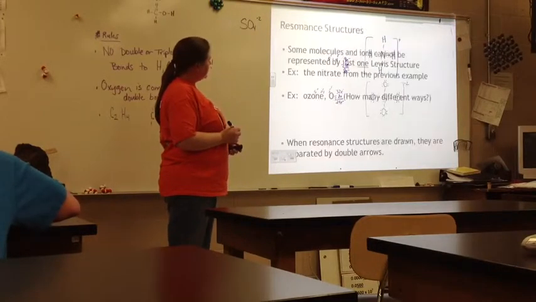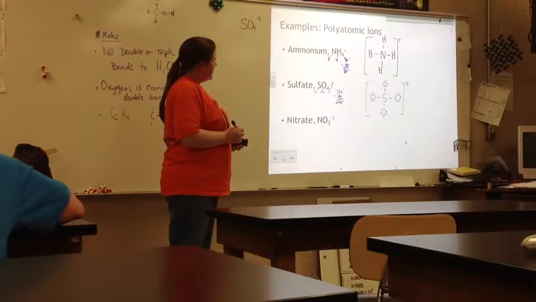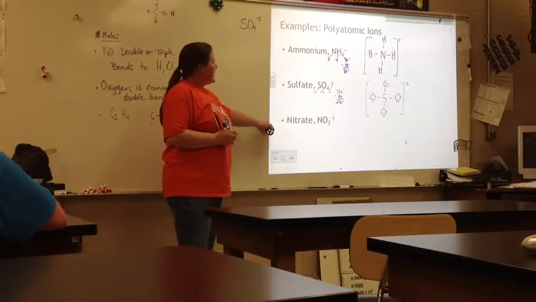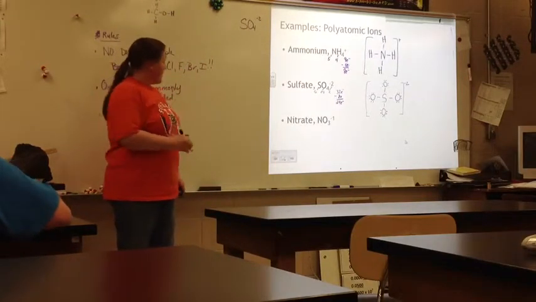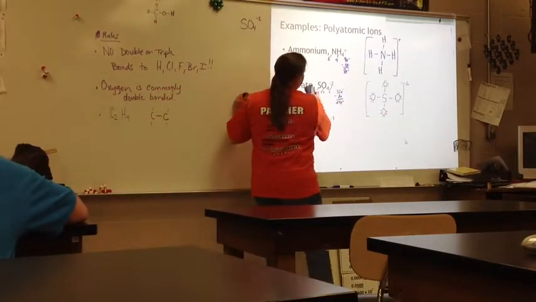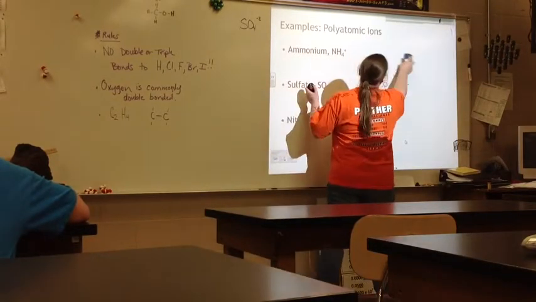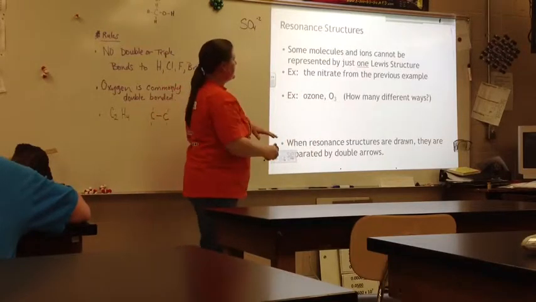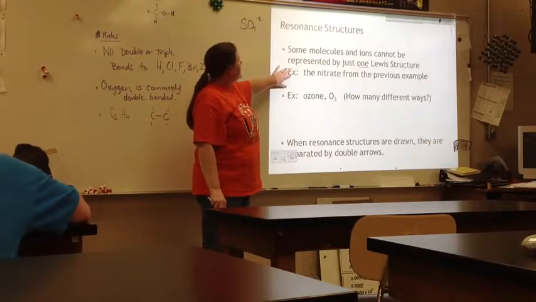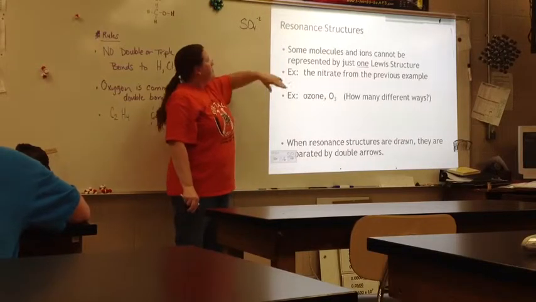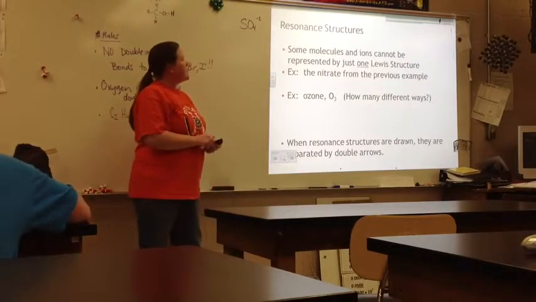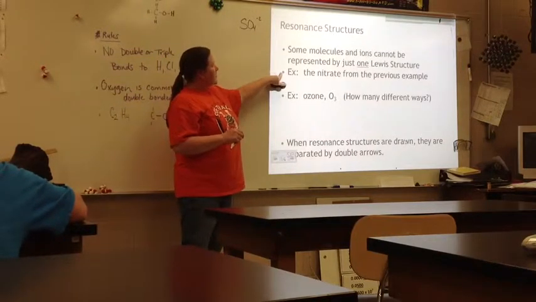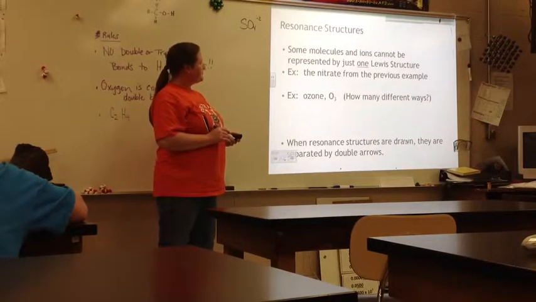Now, we're going to do nitrate. But before we learn about nitrate, I want to teach you about something called resonance structures, because nitrate is an example of where this can occur. With resonance structures, some molecules and ions cannot be represented by just one Lewis structure. And the example is the nitrate from the previous example.